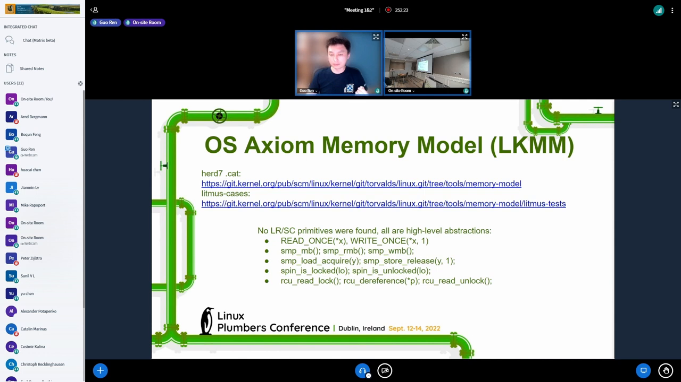Just to be clear, the cat model and that language do not at all describe forward progress guarantee in any way. All it provides is reachable states. So the abstraction does not provide that at all.